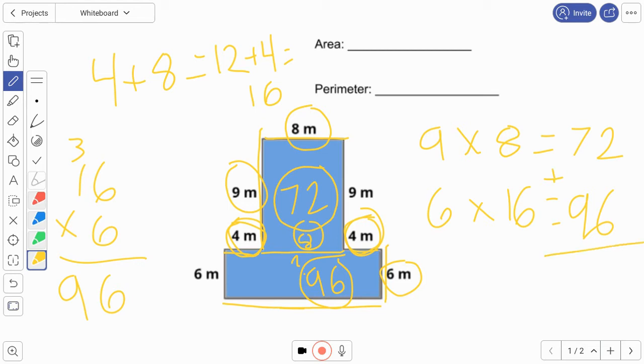Okay, 6 plus 2 is 8. 9 plus 7 is 16, giving me the area of 168 meters squared. Don't forget that label, because if you leave it off of there, someone might think that it is a much different measurement than meters. If someone took that as inches or millimeters, it would be a much different answer.